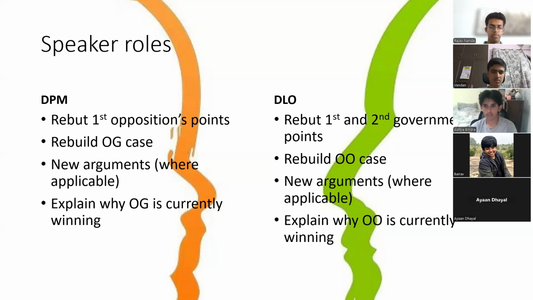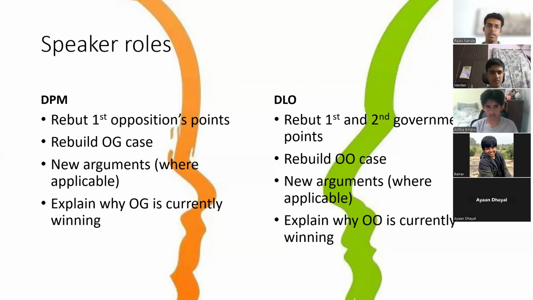Their role is a bit more complex, possibly, because they have to do quite a few things. Firstly, they have to rebut the opposition points. Then they have to rebuild their own points. What this means is your previous speaker, the person on your team, gave 2 arguments, and then the opposition team had a speaker, and they most likely rebutted those 2 arguments.